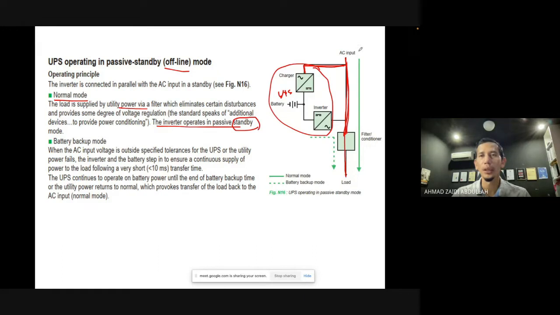So when there is no supply from TNB, it will change to battery backup mode. Outside the specific tolerance, there is no supply now. The inverter and the battery step in to ensure continuous supply of power to the load following a very short transfer time of below 10 milliseconds. The transfer time is very fast, below 10 milliseconds, and it will have the backup system.